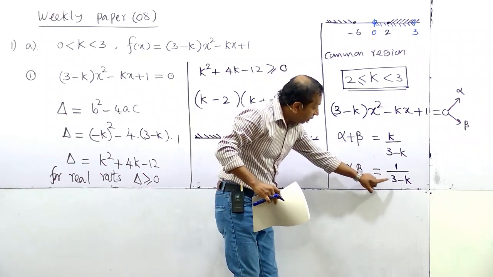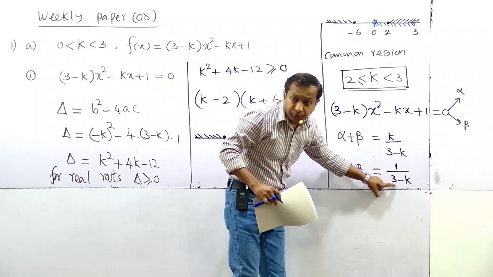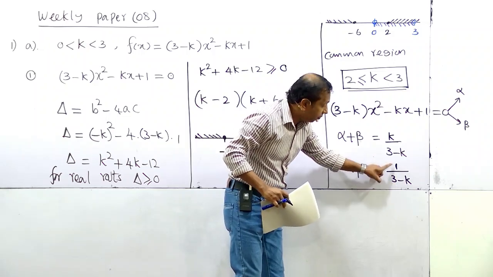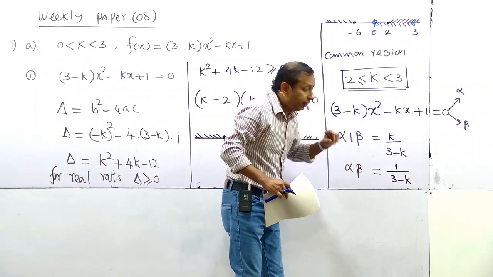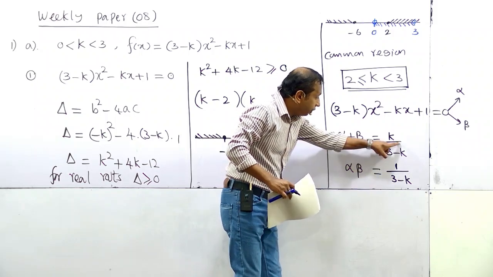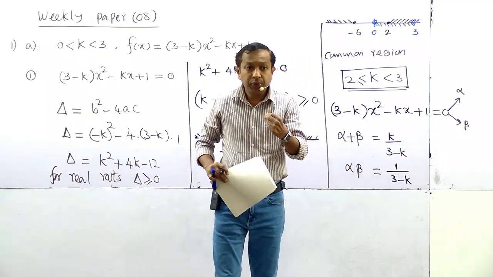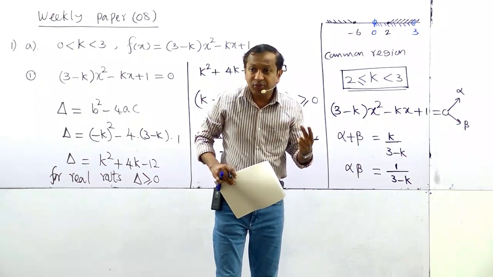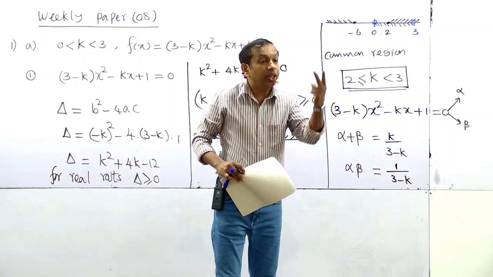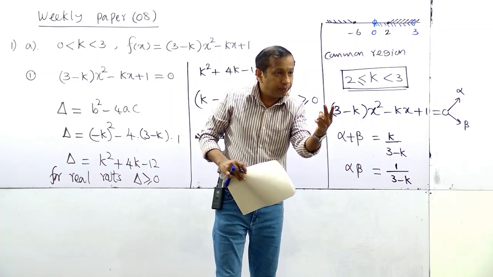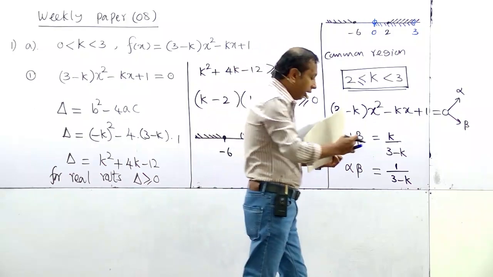Understood? Here, k is less than 3, therefore 3 minus k is positive. Therefore numerator and denominator both positive. That means this right hand side is positive, so the alpha beta product is also positive. So the summary is, alpha beta sum positive, alpha beta product positive. There are two numbers. Their sum is positive, product also positive. What are the possibilities? Definitely the two numbers should each be positive. Am I correct?